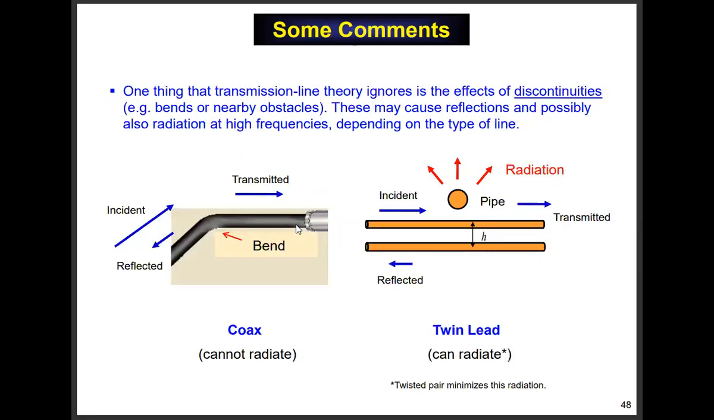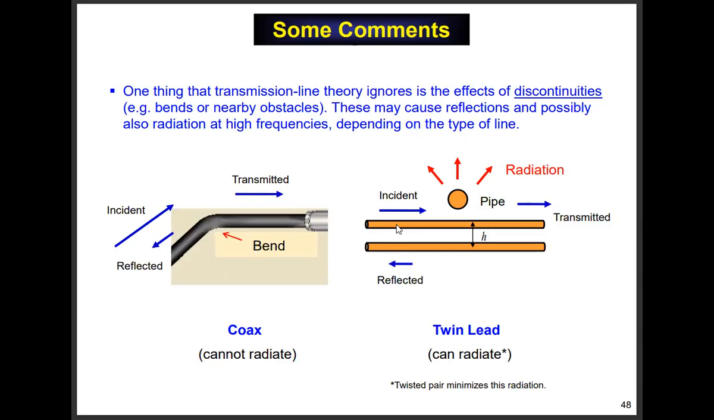Now, it's fair to ask this question. Is there any way, shape, or form in which transmission line theory is not exact? Does it ignore anything? And the answer is yes, to be honest, yes. Here's what it ignores. Transmission line theory is perfectly valid, exact, for just a pure straight run of transmission line. But it ignores what you might call discontinuities, anything that deviates from a perfectly straight line. That can include bends or nearby obstacles.